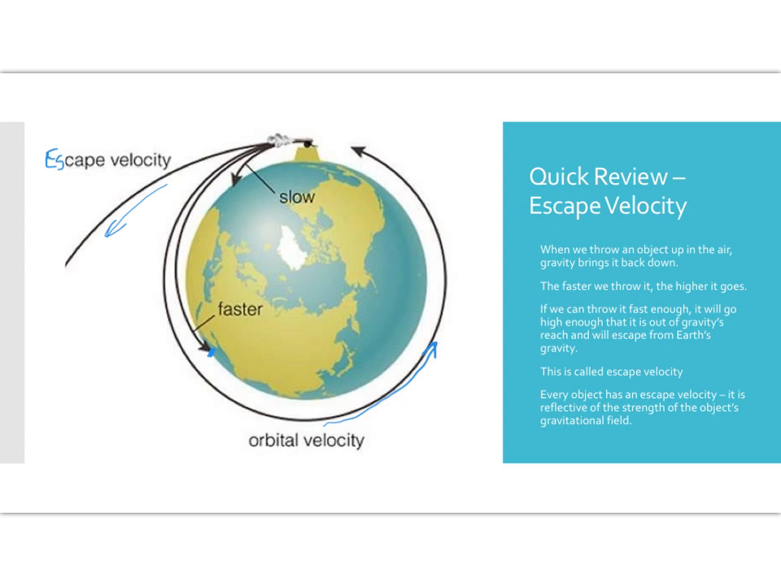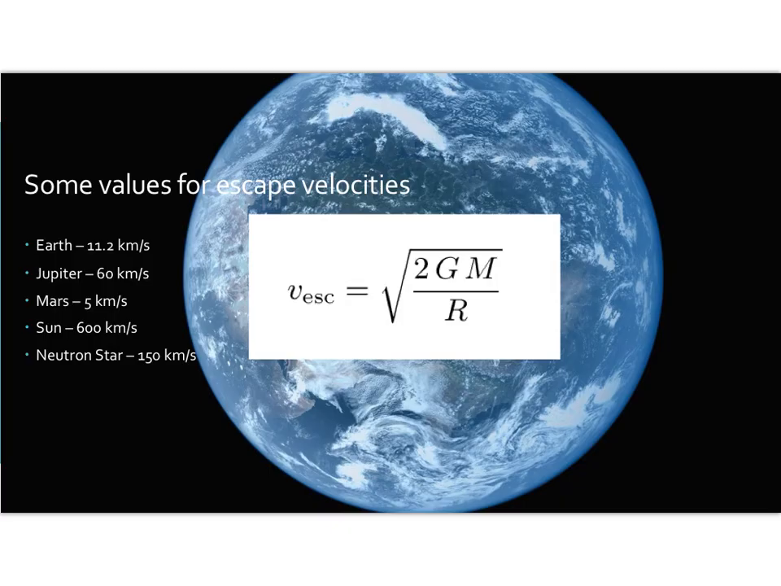So basically, every object in space has its own escape velocity. The escape velocity is actually reflective of how strong that object's gravitational field is. So let's look at a couple different escape velocities just to get a sense of this. I wrote the expression for escape velocity. We don't have to do a calculation, but if you wanted to, you could. Big G is that gravitational constant. That was 6.67 times 10 to the minus 11.